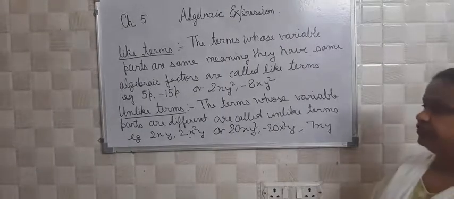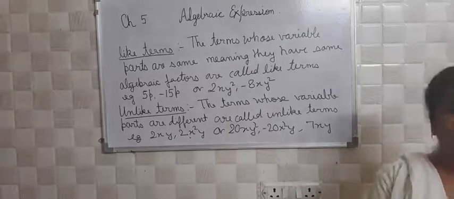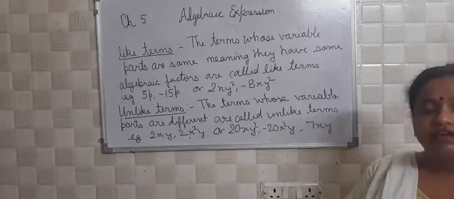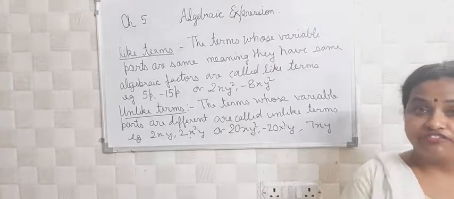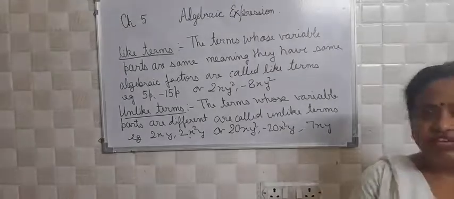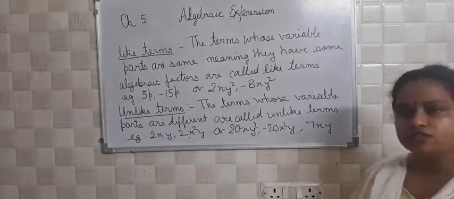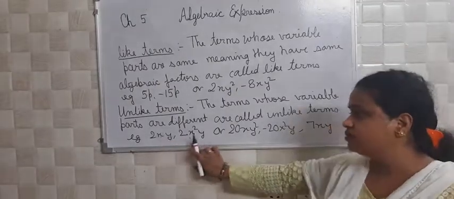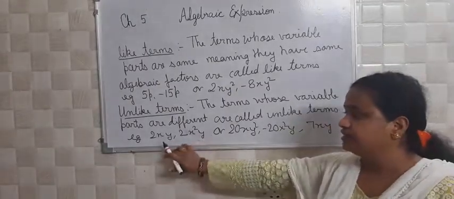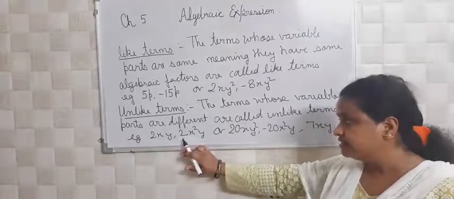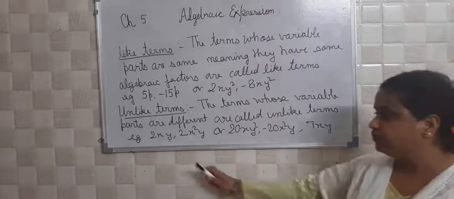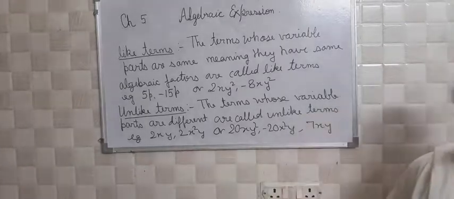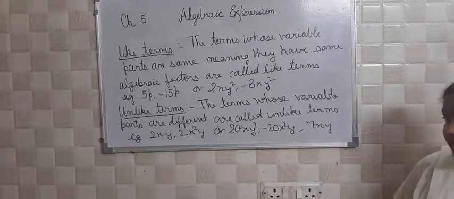Now, next we proceed to unlike terms. What is unlike terms? Unlike terms means different. So we can see the example 2xy and 2x square y. So here it is xy and here it is x square y. So we can say here both are different. That is said to be unlike.